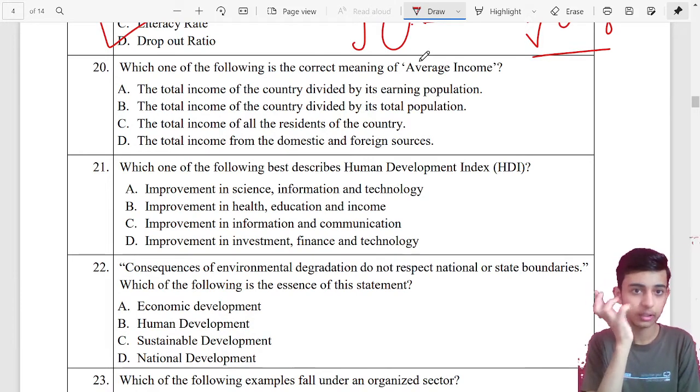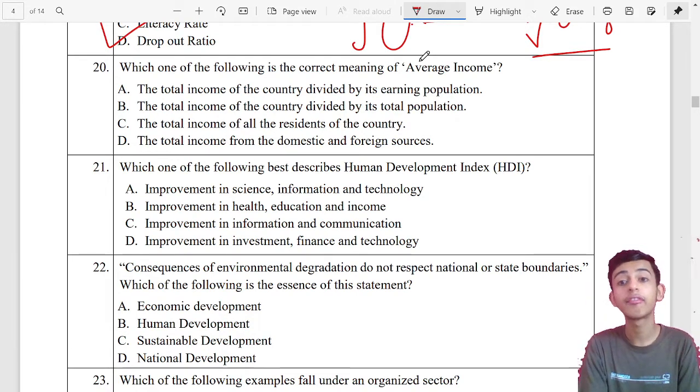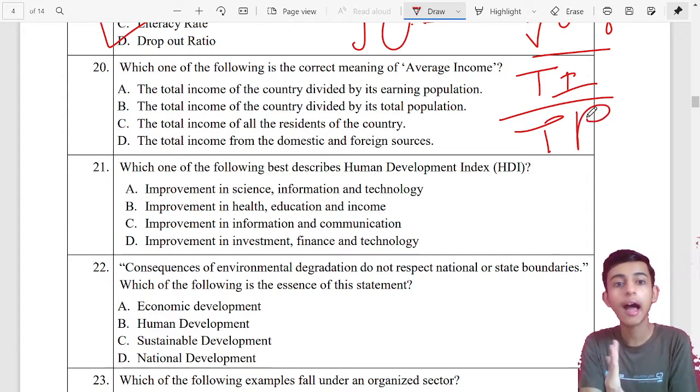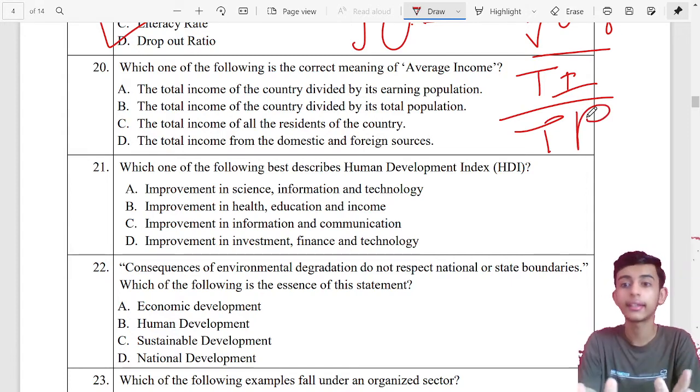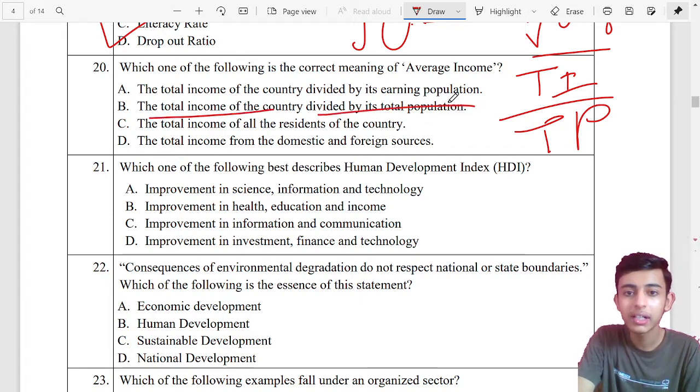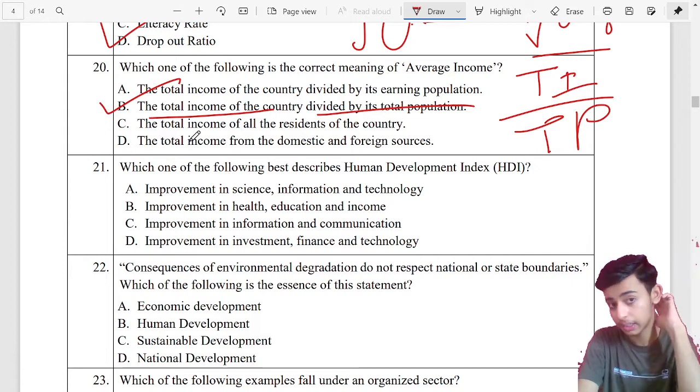20th. Which one of the following is the correct meaning of average income? First of all, let me tell you, average income is the total income of a country divided by its total population, which gives us the average of how much a country earns, what its growth and GDP should be, right? That will be our average income. So what is it? Total income divided by its total population, B. The rest are just to confuse you.